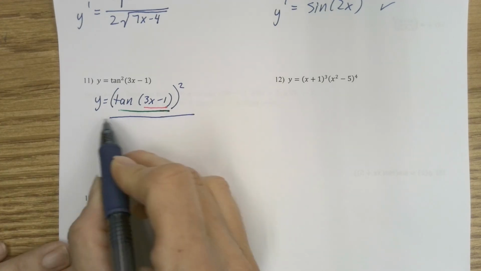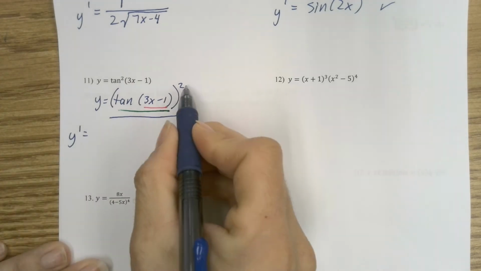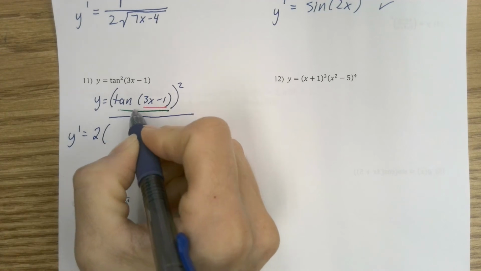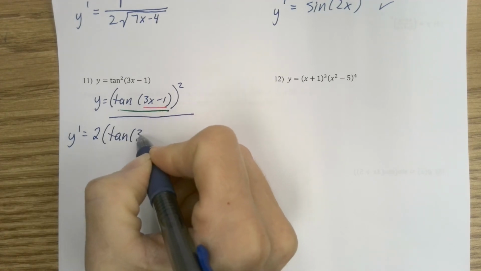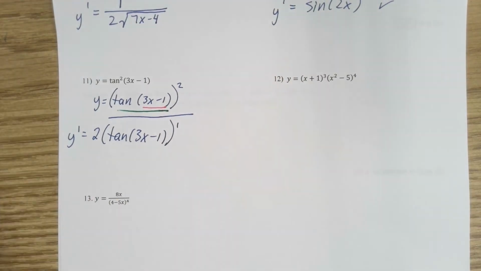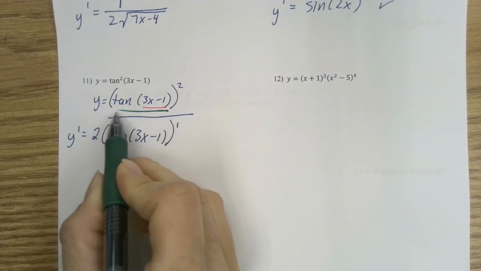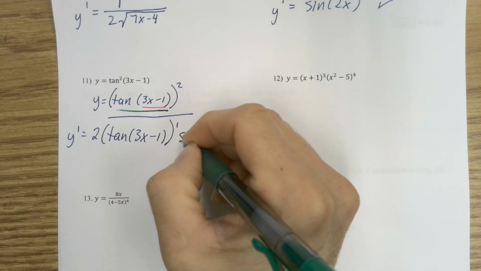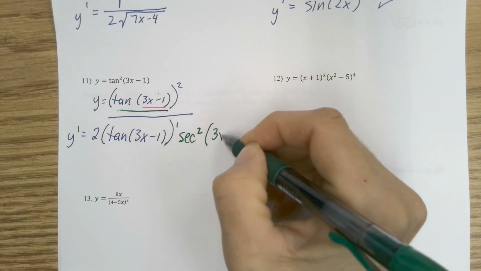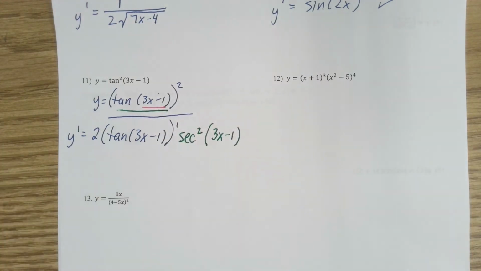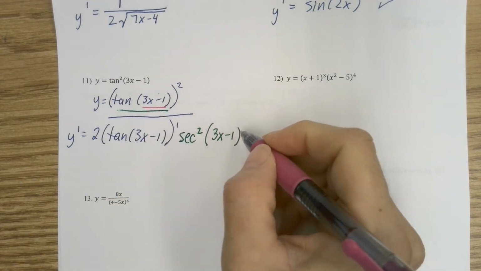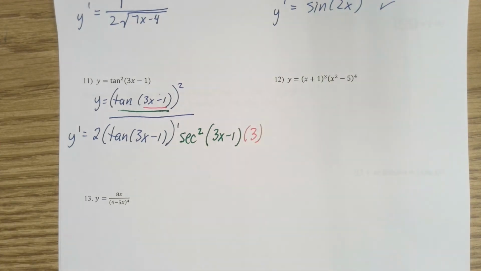So we still start with the outermost portion. So my squared. So that's a power rule. So my 2 comes out to the front, and everything in here stays exactly the same. My power drops down to a 1, times the derivative of the middle function. So the derivative of tangent is secant squared. The inner part stays the same, so your angle stays the same, times the derivative of the innermost part, which is the 3x minus 1, and that derivative is 3.